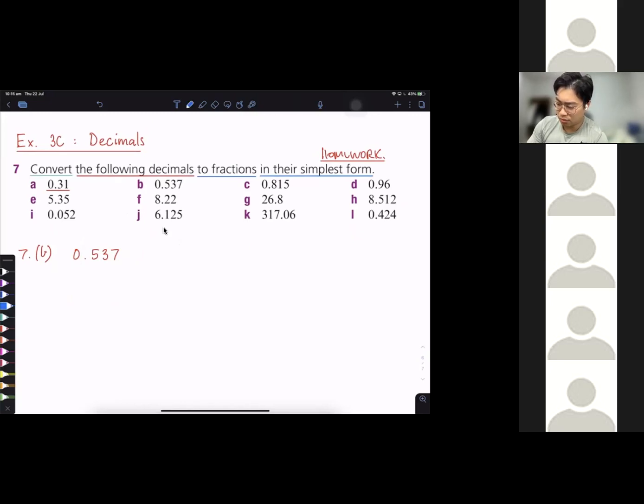So what do we see here? How many place values do we see after that decimal point? 3. So how many zeros do we need? 3. Yep. So we need 3 zeros.